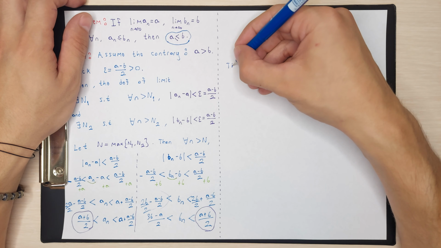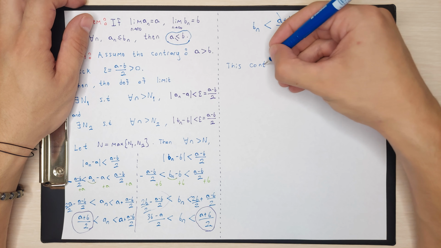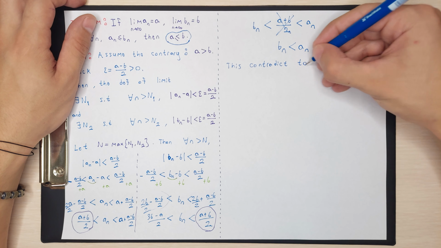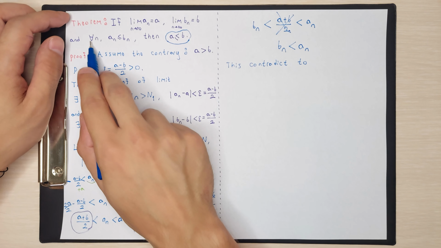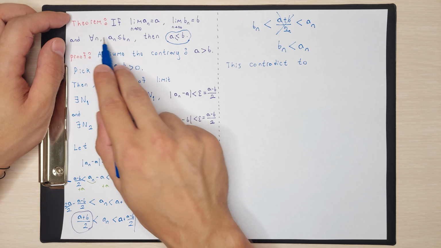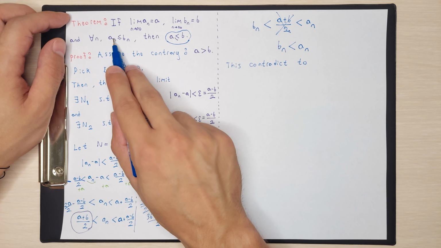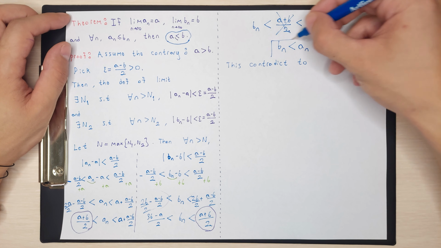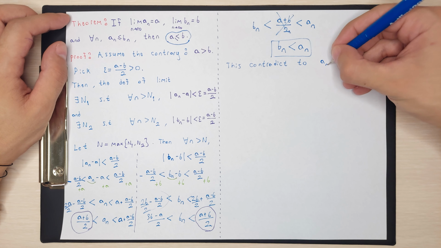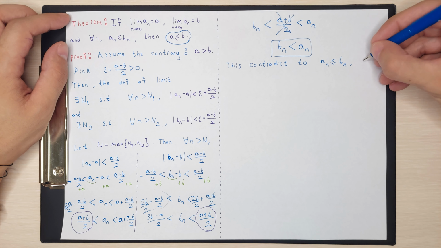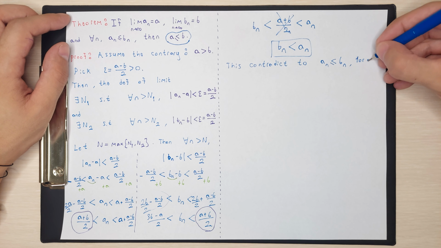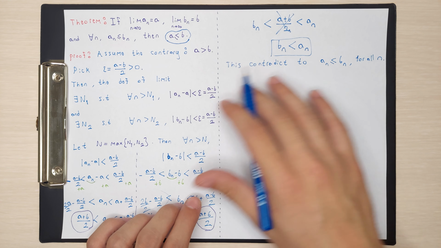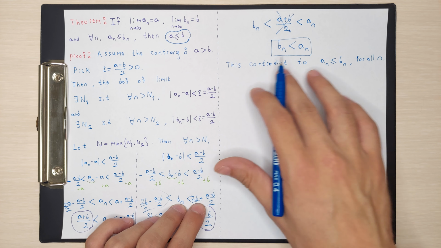So this is a contradiction. This contradicts. Why? Consider here. This contradicts to, do not forget, that was the assumption on the theorem. It must be for all n values, an must be less or equal than bn. So this contradicts to an must be less or equal than bn for all values of n, right? So that proves the theorem. When you assume the contrary, you have a contradiction.